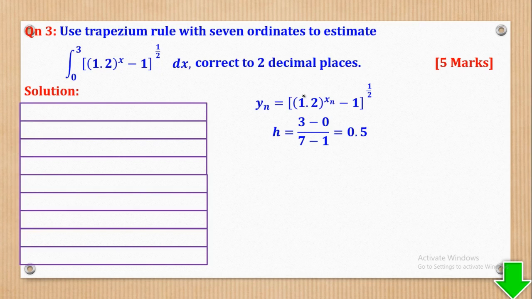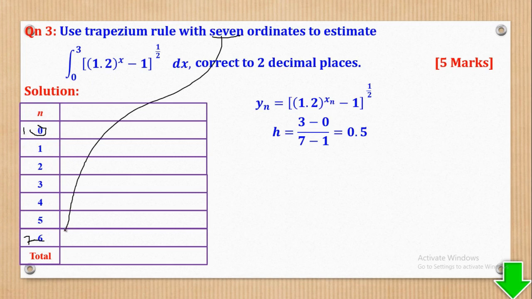So next is to tabulate our results. Questions on the trapezium rule are easily done when you tabulate. You start with n, which means the number of ordinates: 0, 1, 2, 3, 4, 5, and 6. Now you're ending at 6. This is 7, but you're ending at 6 because we started with 0. You can either start with 0 or start with 1. If I start with 1, I'll end with 7, which is here. Or if I start with 0, I'll end at 6. So that's the column for the number of ordinates.